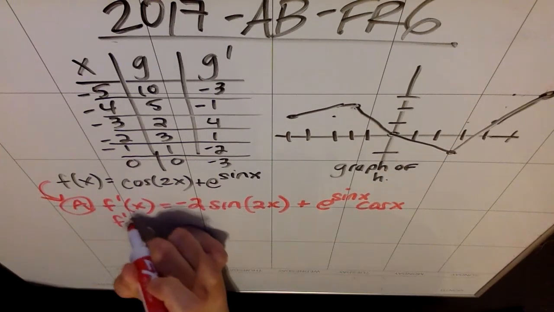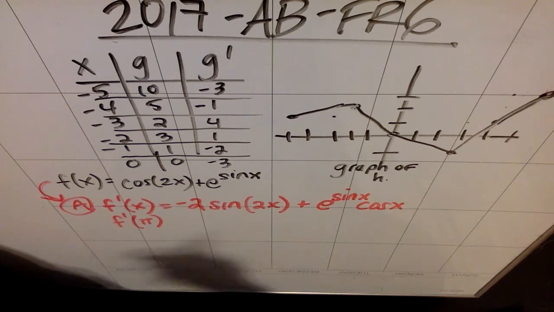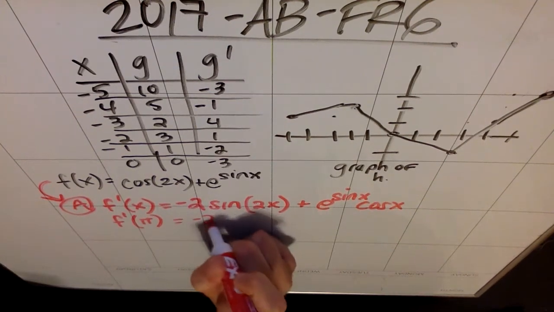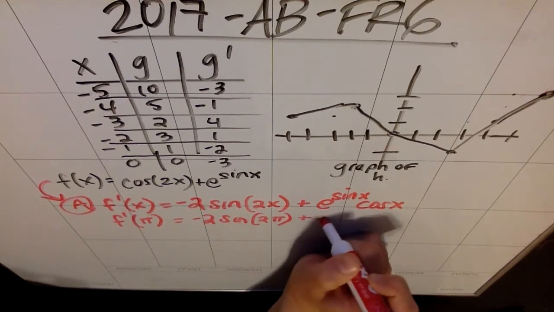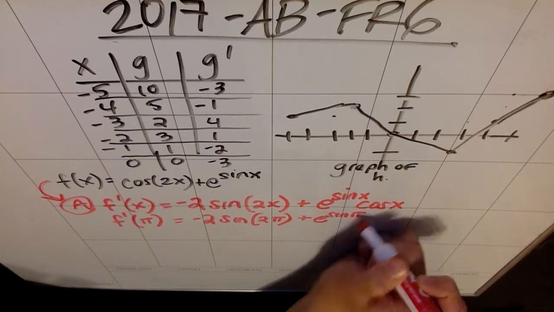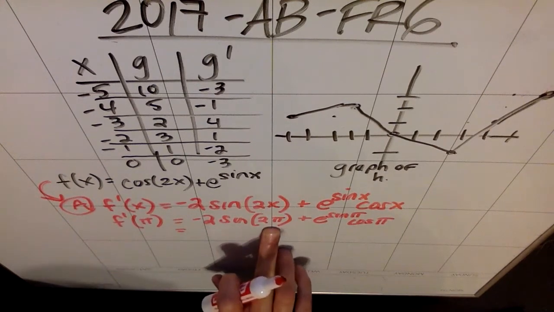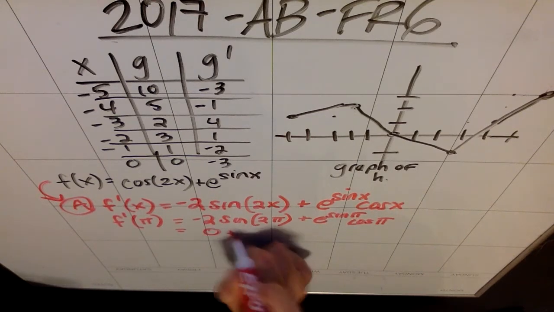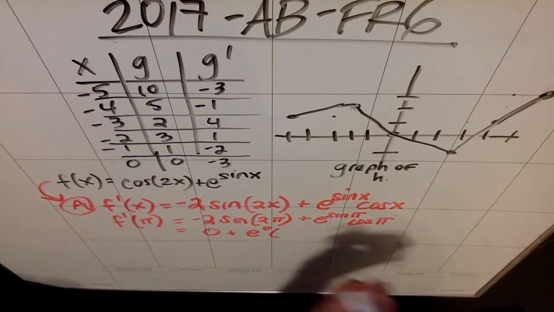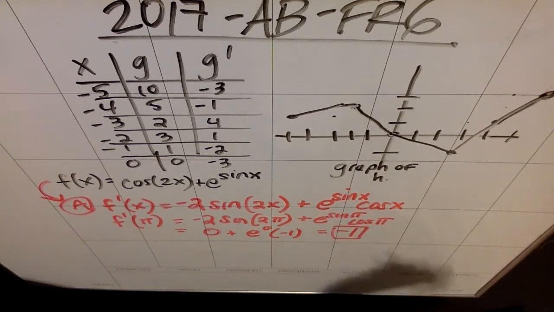They asked me to find f prime of pi because they said the slope of the tangent line at pi. So that's going to be a negative 2 sine of 2 pi plus an e to the sine of pi times cosine of pi, right? Well, sine of 2 pi is 0, right? And sine of pi is also 0, so I end up getting 0 plus e to the 0 times cosine of pi, which is a negative 1. So I end up getting that the slope is a negative 1 times a 1, which is a negative 1.